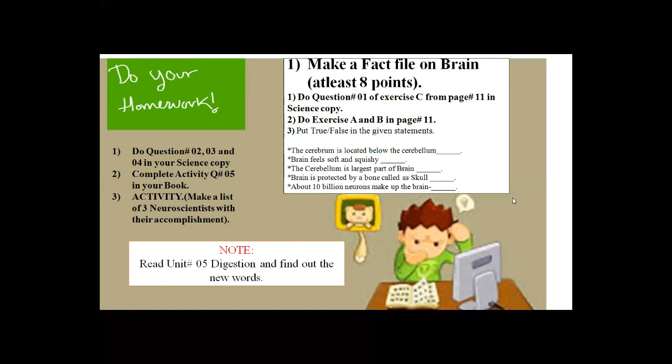About 10 billion neurons make up the brain. And the further pre-reading task is to read unit number 5, digestion, and find out the new words.